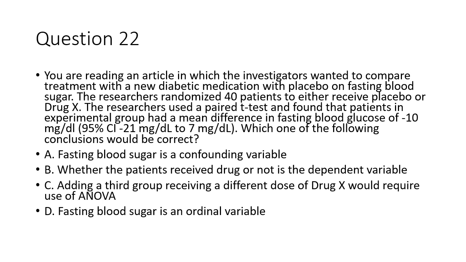Okay. So looking at the correct answer choice C here, adding a third group receiving a different dose would require use of ANOVA. That is true because again, if you just compare a placebo to drug dose 1 and then placebo to drug dose 2 and then drug dose 1 to drug dose 2, that's when you get into the multiple comparisons problem and you're more likely to make a type 1 error. So because of that, if you had a third group, you would need to use an ANOVA.